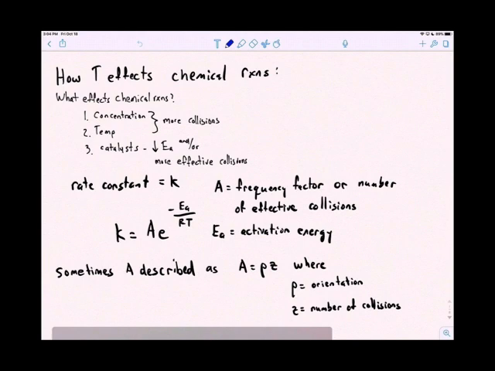Also, temperature. Temperature is how fast things are moving. So if everyone is moving very slowly, it's less likely you're going to have a collision. If people are moving very quickly, there's going to be more collisions. Of course, generally speaking, people avoid each other, whereas molecules do not. And then the last one is a catalyst. The catalyst lowers the activation energy and/or can cause more effective collisions.